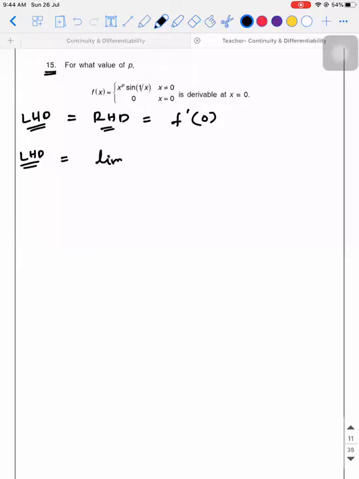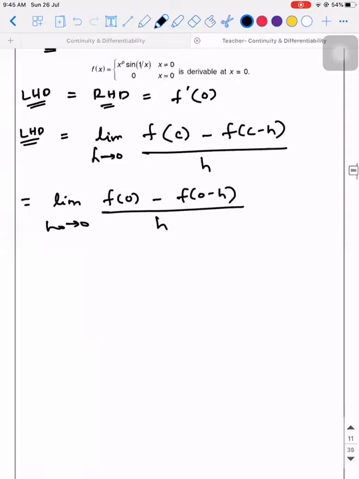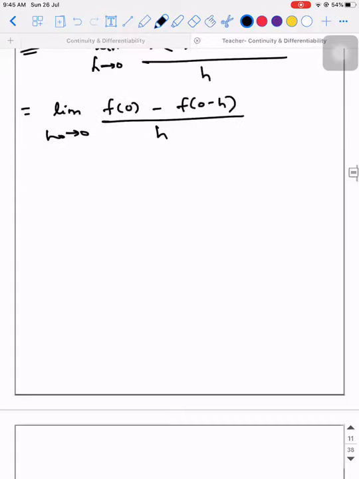Limit h tends to 0, f of c minus f of c minus h by h. Very good. Right. So limit h tends to 0. So here, what is the value of c? 0. So f of 0 minus f of 0 minus h divided by h. Correct? So which function should I take? I should take x power p into sine of 1 by x.